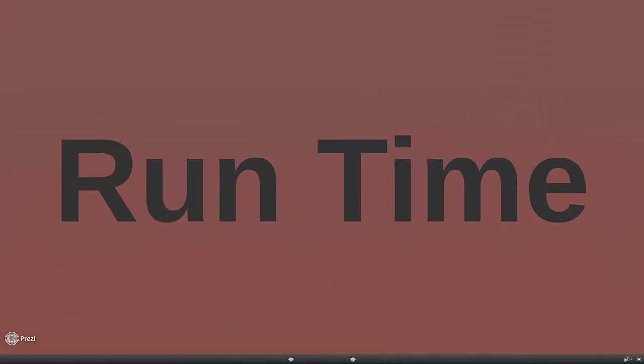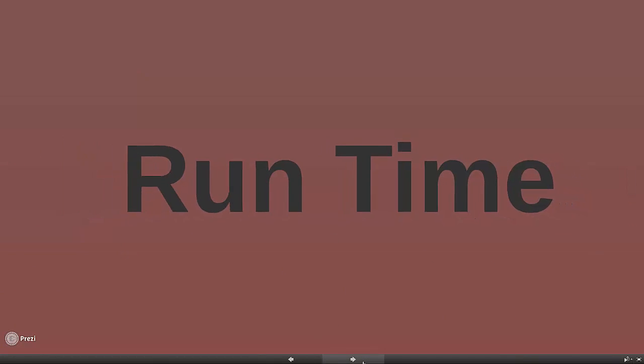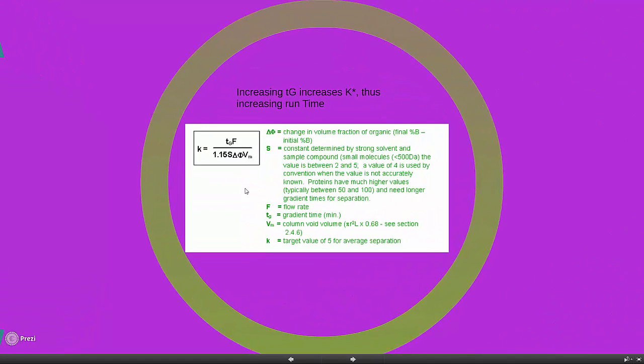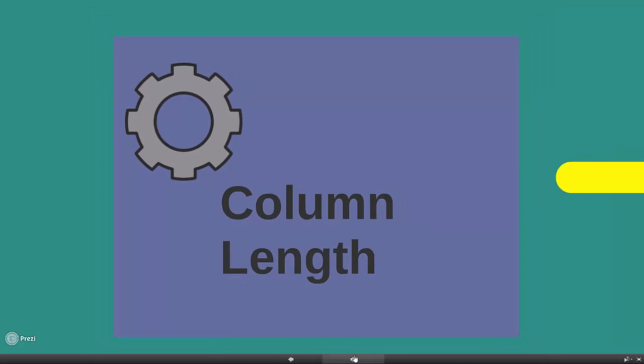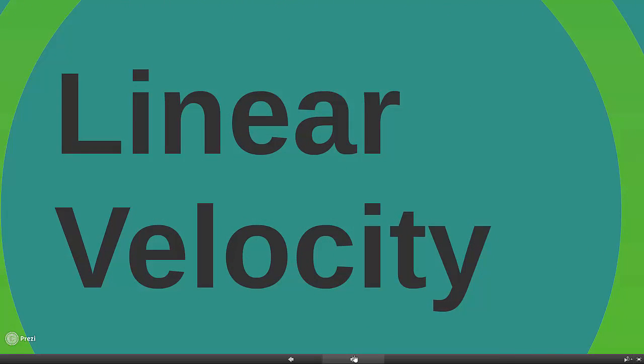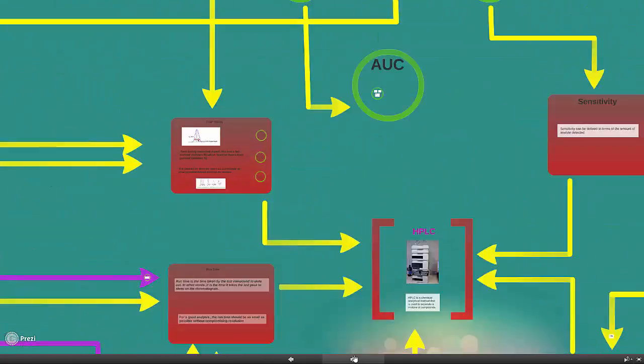And let's look at runtime, the time taken by the last compound to elute out. It can be dependent on tG, which is the gradient time. So if you increase the gradient time, obviously it's going to increase the runtime. It depends on the column length. If you have a long column length, obviously it's going to take longer. It also depends on linear velocity. If you push it quicker, you're going to have a shorter runtime.